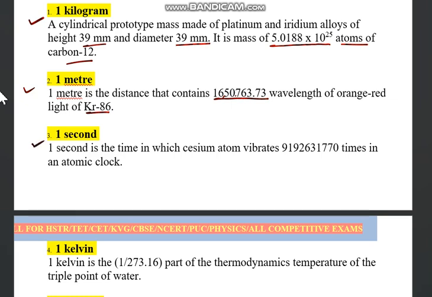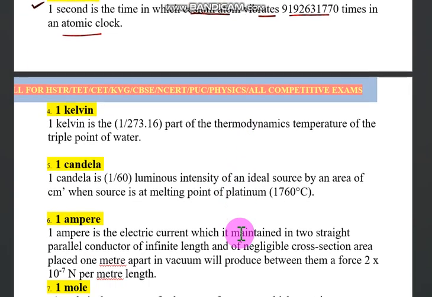Next, what is the meaning of 1 second? 1 second is the time in which a cesium atom vibrates this many times in an atomic clock. You just have to remember, four options will be given. Out of that, you have to select this one.